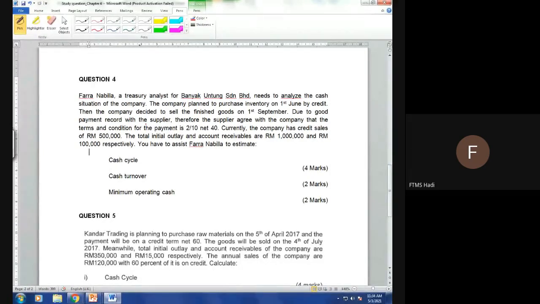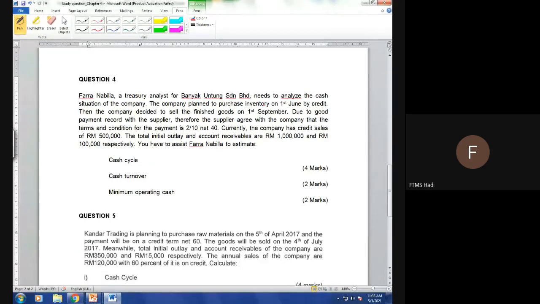Farah Nabila, a treasury analyst for Banyak Untung Sdn Bhd, this is the company's name, needs to analyze the cash situation of the company. The company plans to purchase inventory on 1st June by credit. Then the company decides to sell the finished goods on 1st September. Due to a good payment record with the supplier, the supplier agrees that the payment terms are 2/10 net 40. Currently the company has credit sales of 500,000 ringgit. The total initial outlay and accounts receivable are 1 million ringgit and 100,000 ringgit respectively. You have to assist her to estimate these three things.